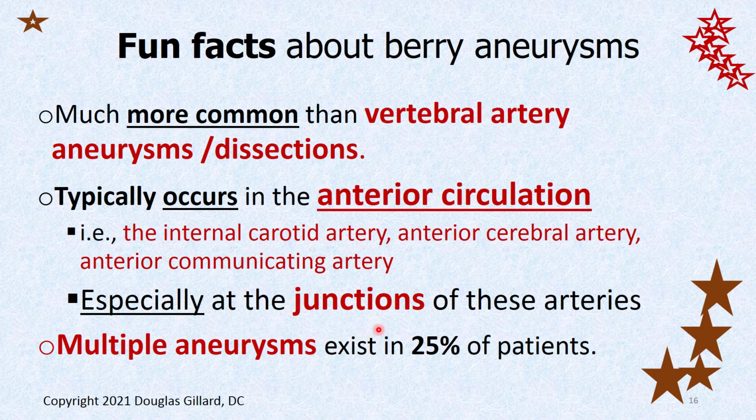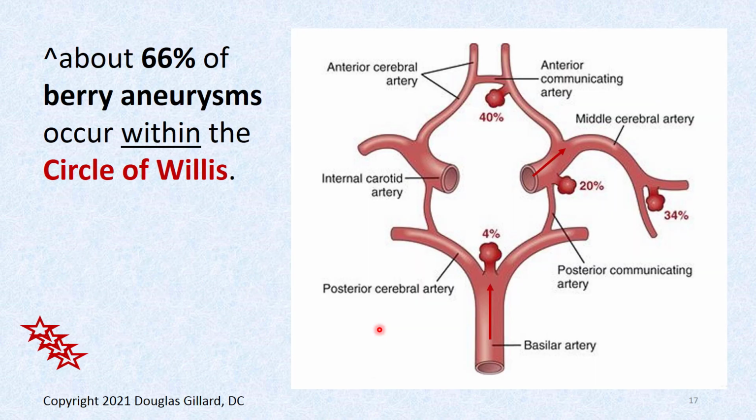If you have one, you have about a 25% chance of having another. So it's not uncommon to have multiple aneurysms. Here's a classic picture showing, there's one right there. 40% of them occur right here between the anterior cerebral artery and the anterior communicating artery. Between the posterior communicating and the end of the internal carotid artery is another favorite place for them to occur.